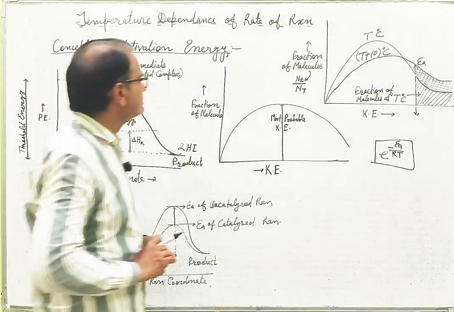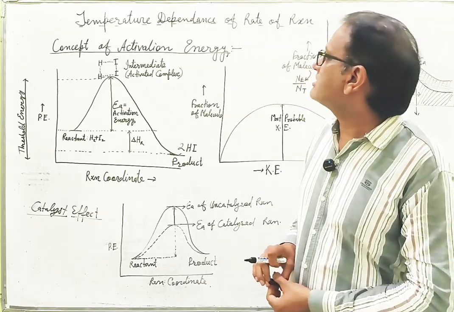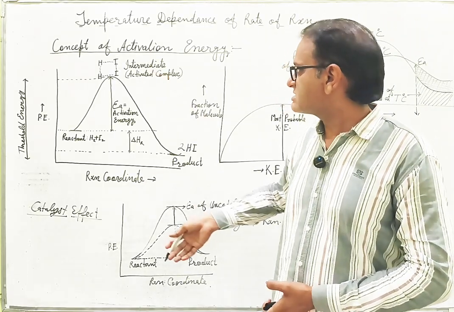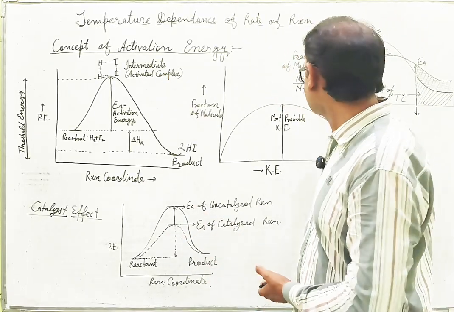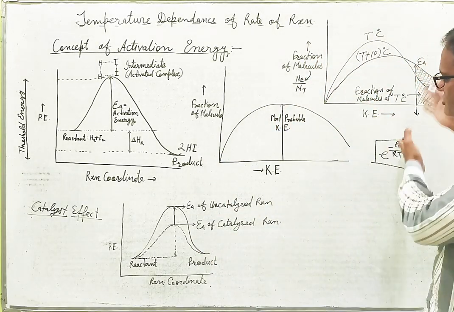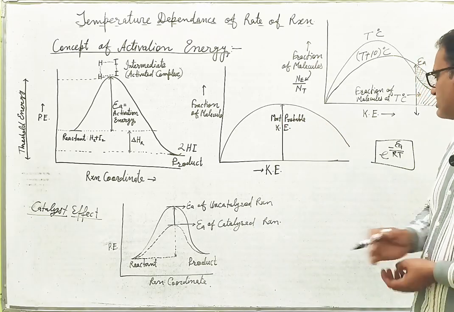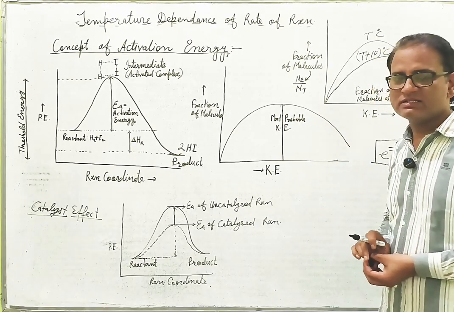So that's all for the day: the effect of temperature and how the concept of activation energy works, how the temperature coefficient can be understood on the basis of the distribution curve, what is most probable kinetic energy, and what is the effect of a catalyst. That is what we have tried to understand.